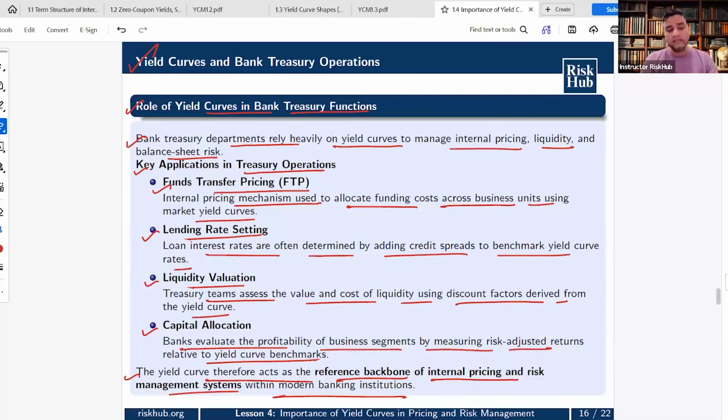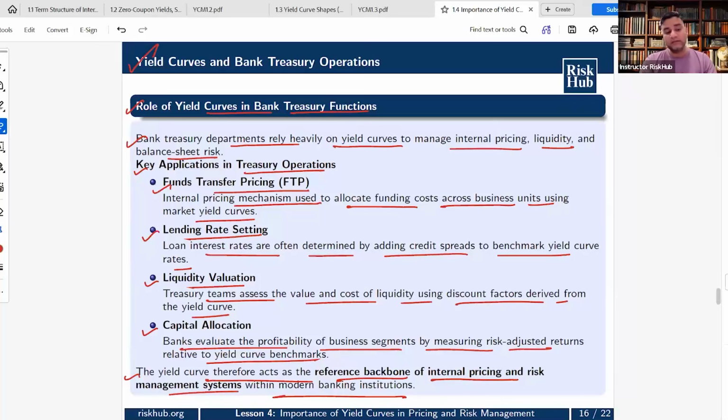So the slide is basically covering four uses of the curve inside the bank treasury. One is FTP, one is lending rate setting, one is liquidity valuation, and one is capital allocation. The technical clarification I can add here is that modern FTP has more than one component. The base transfer rate comes from the curve as the slide states, but the bank adds a liquidity premium also for long-dated illiquid assets, a contingent liquidity charge for undrawn commitments, and the cost of the bank's own rate spread over the risk-free curve. Charging only the curve rate understates the true funding cost of long assets.